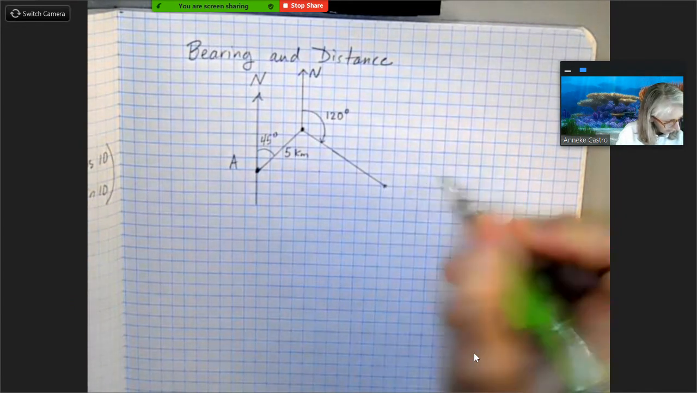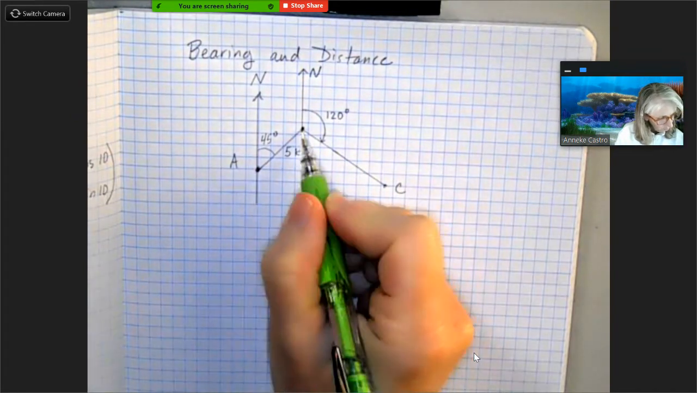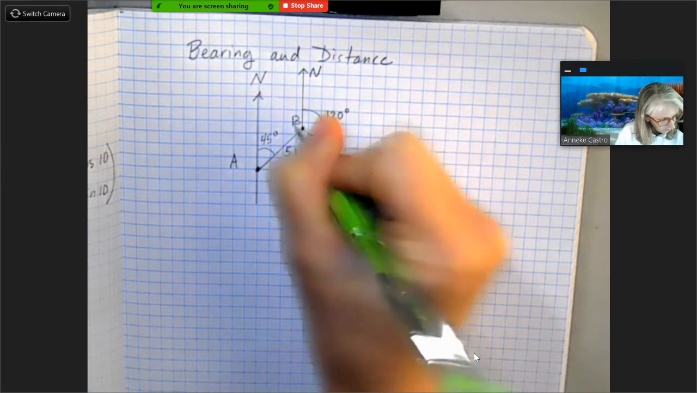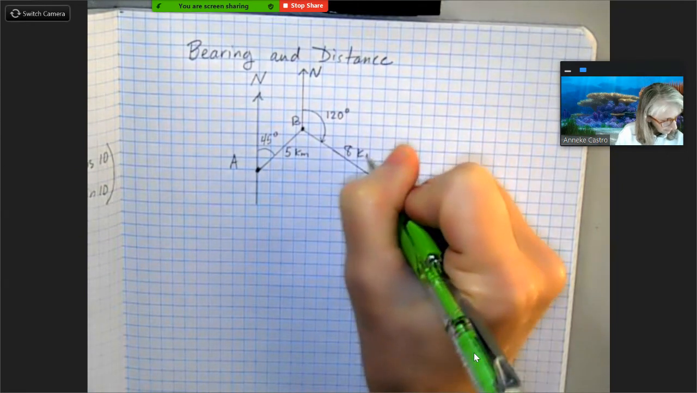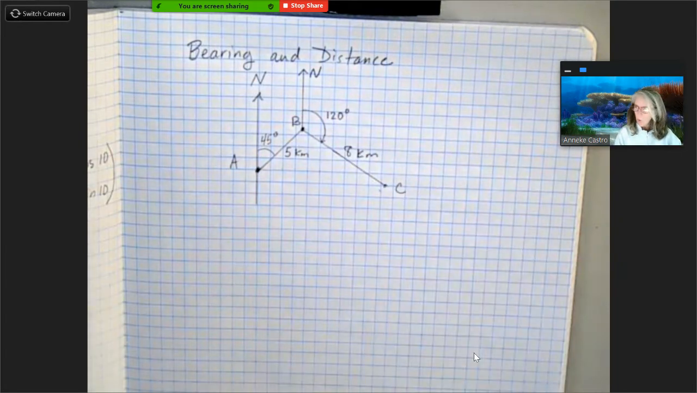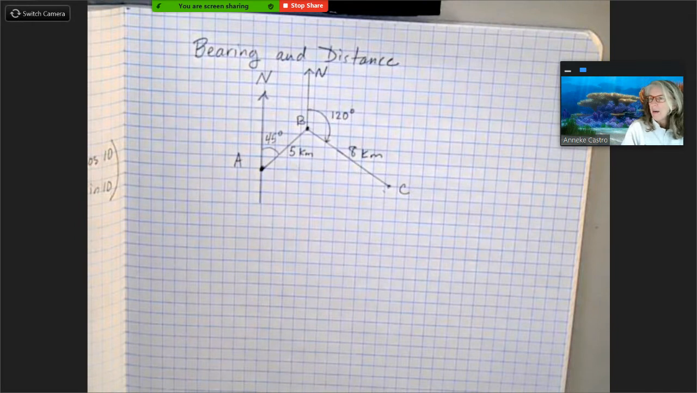Okay, so we'll call that point C. So he starts at point A, he walks 5 kilometers to point B, and then he walks 8 kilometers to point C. The question asks, find his distance and bearing from his starting point at the end of the walk.